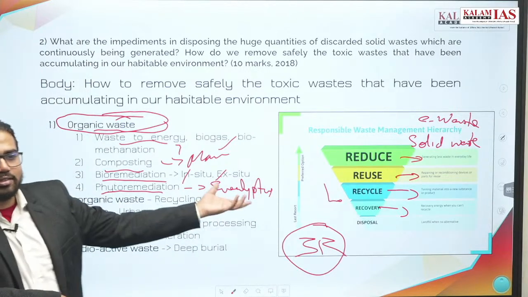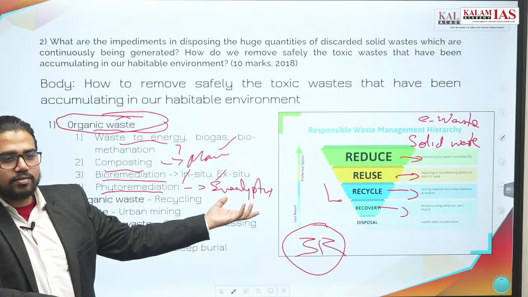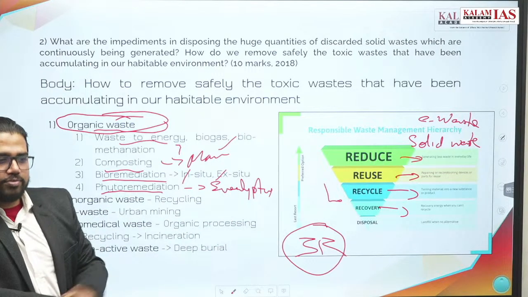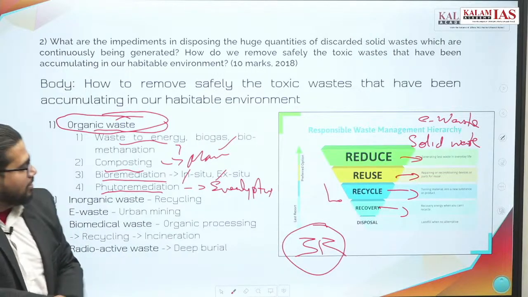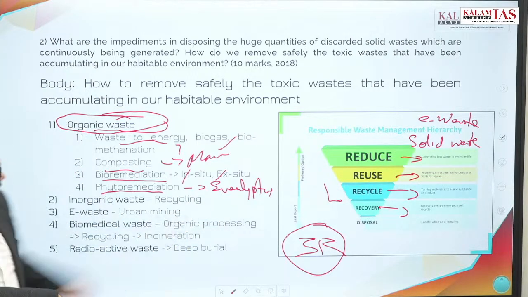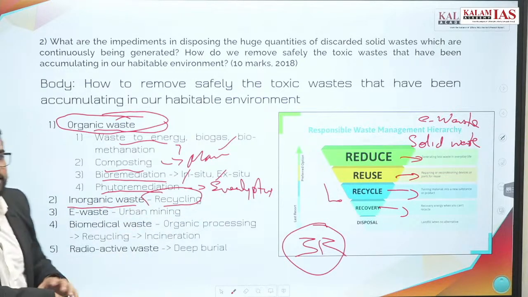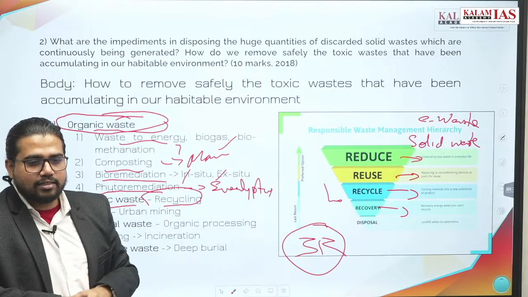But they are also, what? Invasive species. They use a lot of resources, and they can damage the environment also. Still, it's an example. Inorganic waste you can mostly recycle, whatever it is.